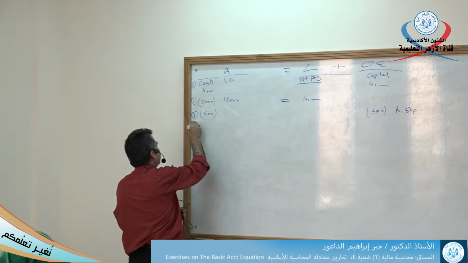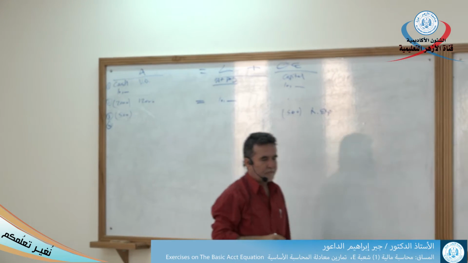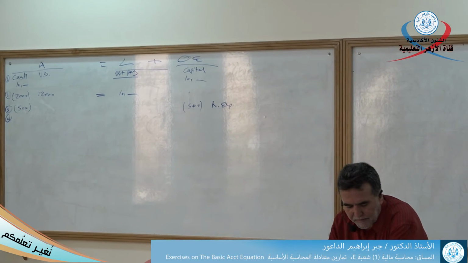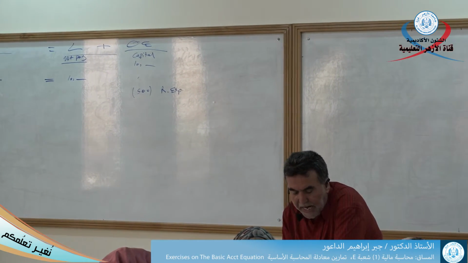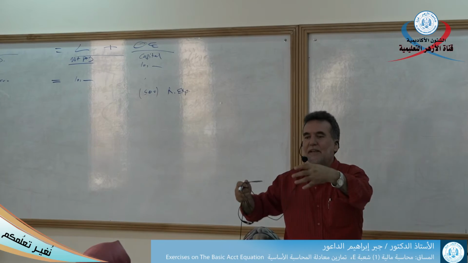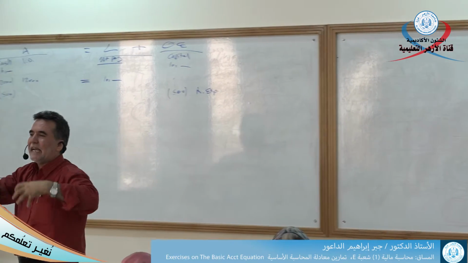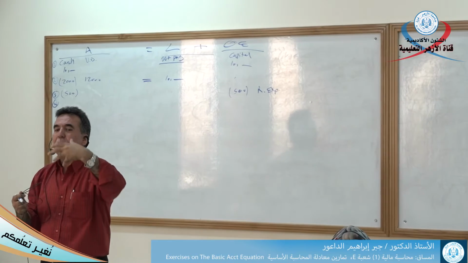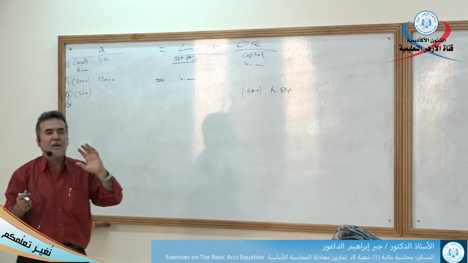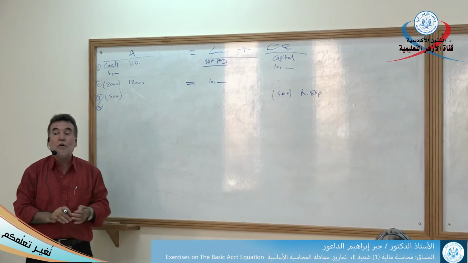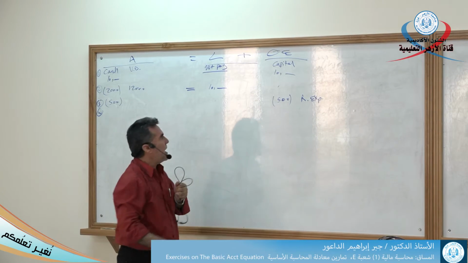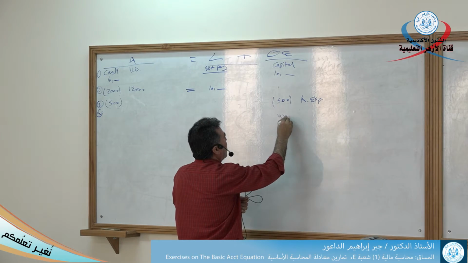Transaction number 4. Performed 5,400 of services on account. قدمنا خدمة. يبقى المبلغ بالنسبة لي إيش؟ Revenue. قدمت خدمة for 5,400. So the revenue will be increased. The owner's equity will be increased by the 5,400.